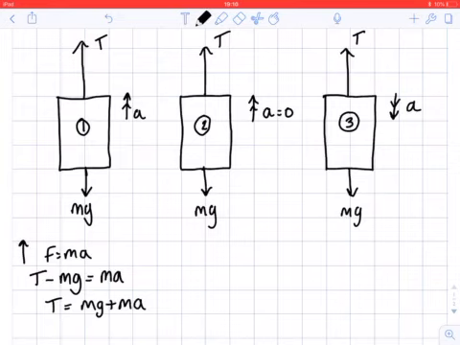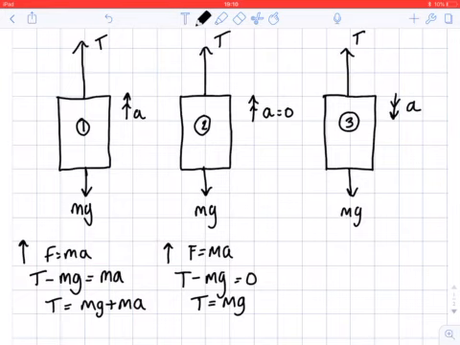In our second situation, the lift is still moving upwards, so we apply F equals ma. But in this case, the lift has finished accelerating. The motor is now working the lift at constant speed. It's not going any faster, not getting any slower. So when we apply F equals ma, we've got T minus mg again. But with a being 0, ma is 0. So here we've got the tension in the lift cable is equal to mg.